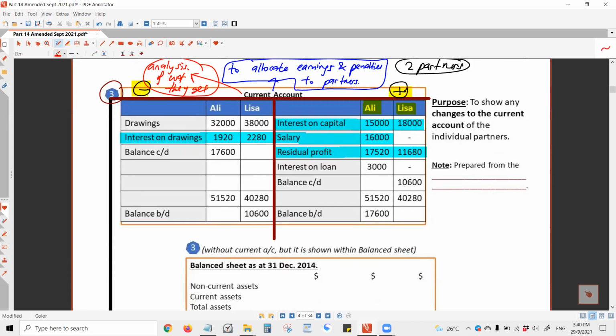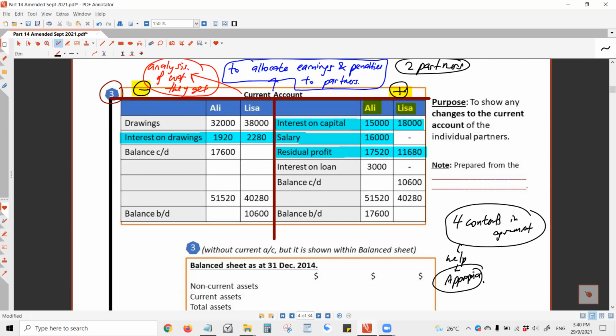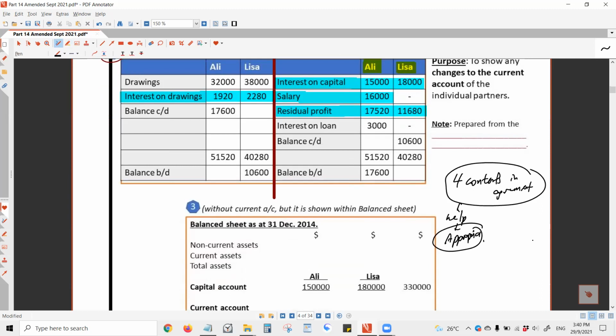The first page of the notes, I told you that you must remember the four main contents in the partnership agreement. Why? Because it can help you to answer questions that ask you for the four contents. It also helps you in preparing the appropriation account. And if you know how to prepare appropriation account, doing current account should also be not a big problem, because whatever that has appeared in the appropriation account, they will appear one more time in the current account. You see how remembering these four things helps?